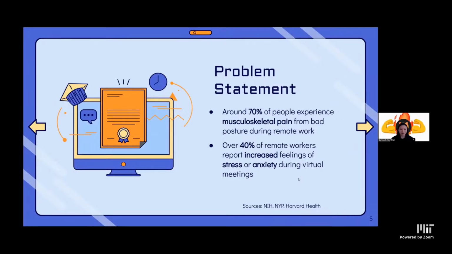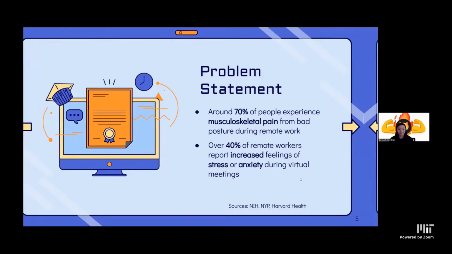And not only are these comfort issues, they're killers of productivity as well because physical discomfort reduces focus and emotional stress makes it harder to think clearly, engage confidently, and collaborate effectively. And without feedback, these issues can go unchecked for hours. So how can we solve this?